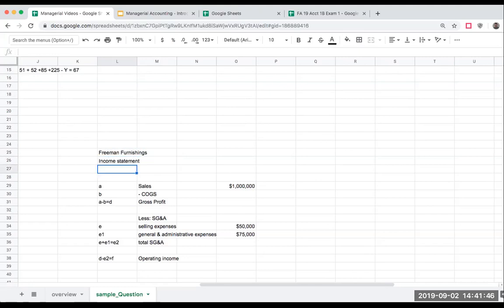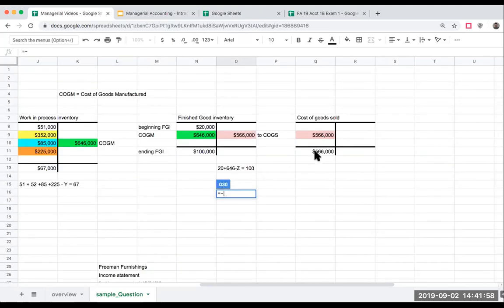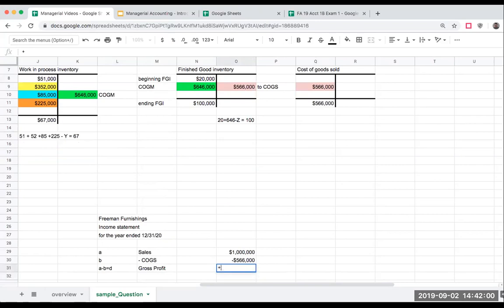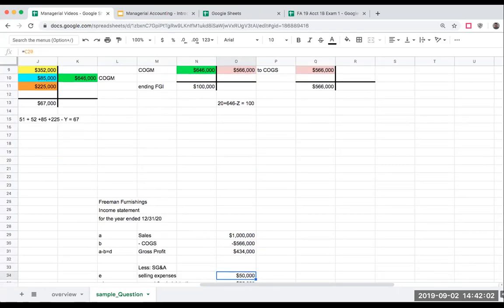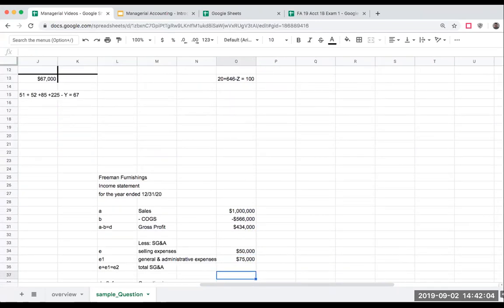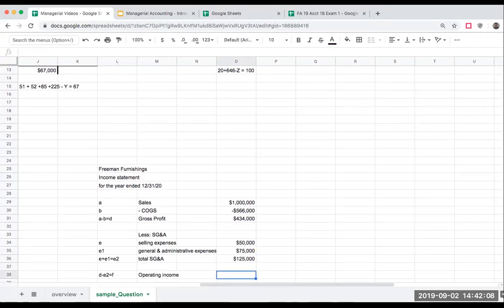Income statement for the year ended 12/31/20. Right over here, my cost of goods sold was going to be $566,000. So my gross profit is going to be $434,000. My total SG&A is $125,000.